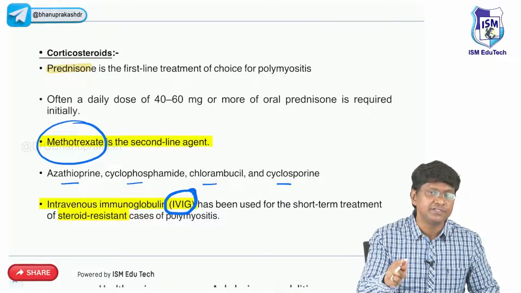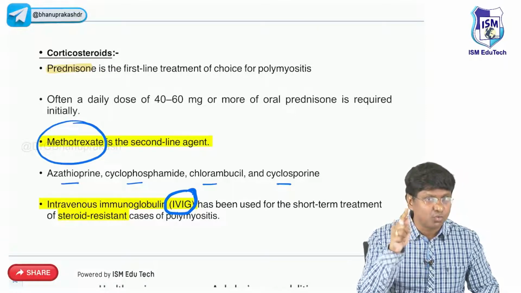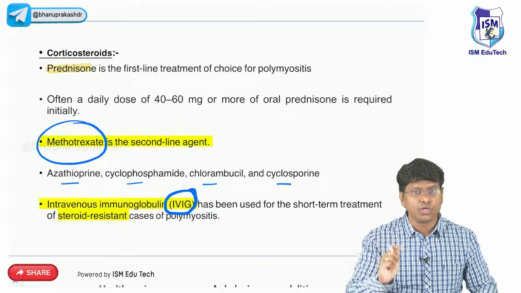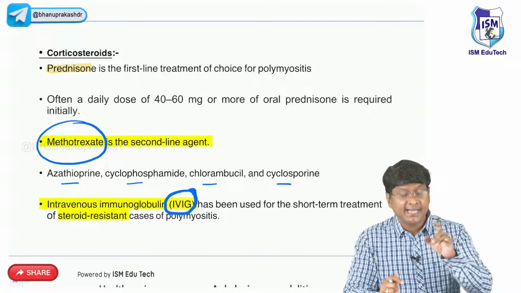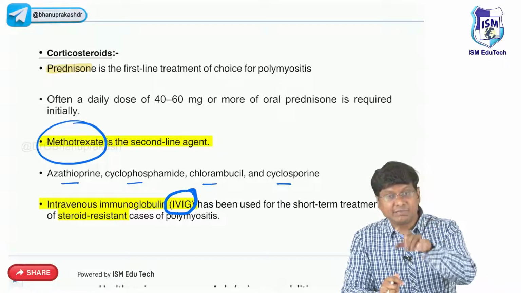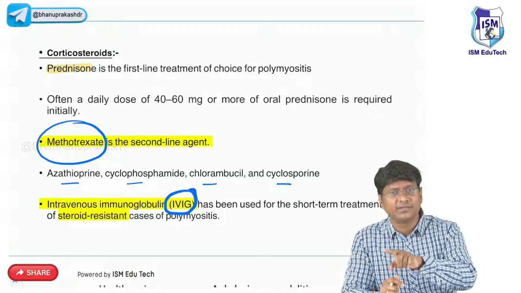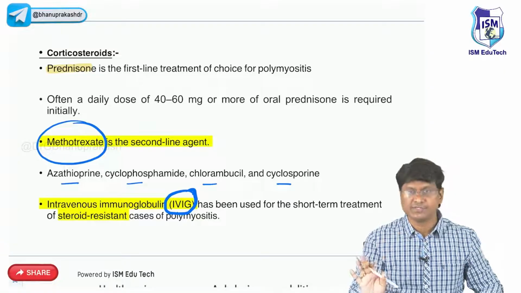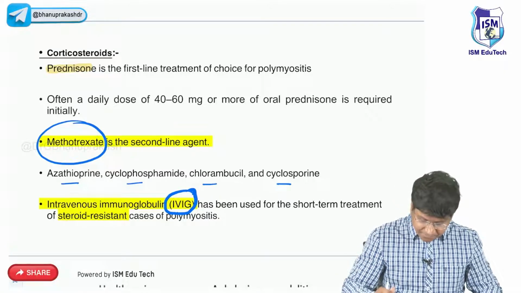So the important difference is what? In polymyositis, only muscle involvement. In dermatomyositis, along with skin involvement, you also have muscle involvement. And polymyositis, you have to remember, is mainly seen in children, whereas dermatomyositis is seen both in children as well as adults. And skin manifestations you don't have in polymyositis, right?